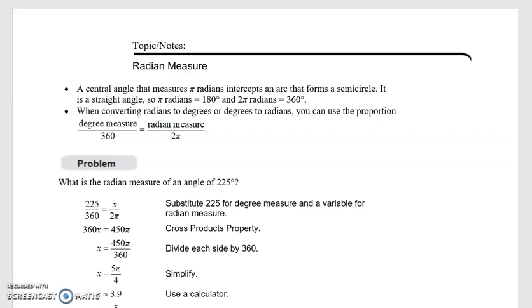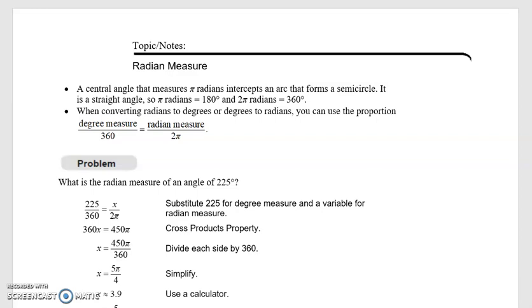So remember 360 is a whole circle. So that's 2 pi. Half a circle is pi. And then in between, we can have fractions with pi. So when converting radians to degrees or degrees back to radians, you can use the proportion, which is just a fancy word for fraction: the measure in degrees over 360 equals the measure in radians over 2 pi.